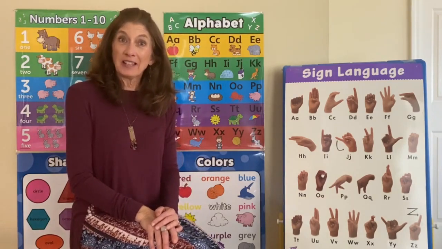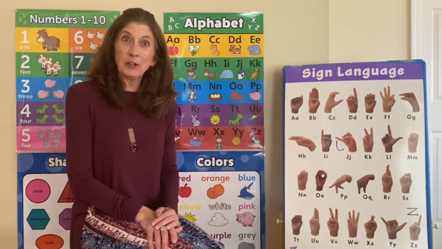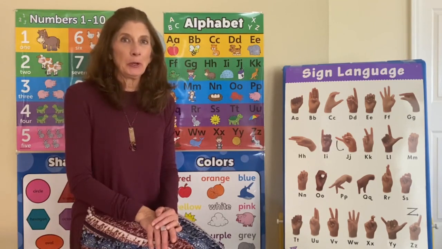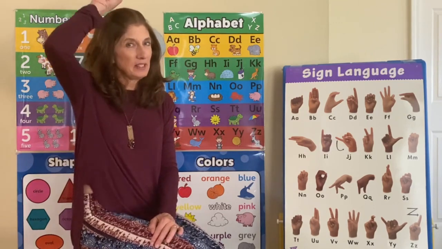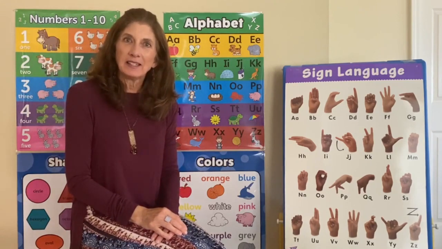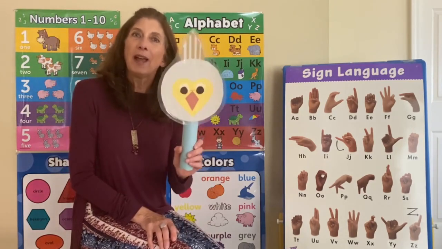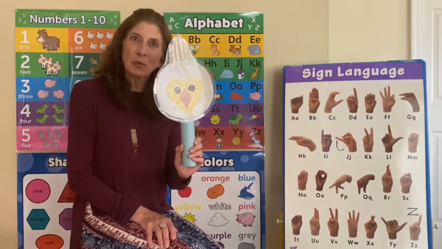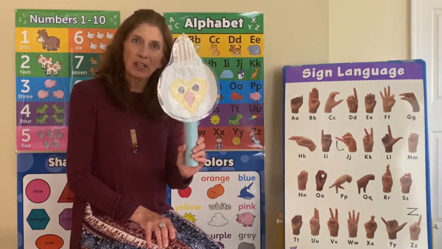Did you think of the animal that starts with the letter Q? Let me give you a clue. It's a bird and it has a forward-facing feather on top of its head. Can you guess what that is? It's a quail, and his name is Quincy. Quincy starts with a Q and quail starts with a Q.